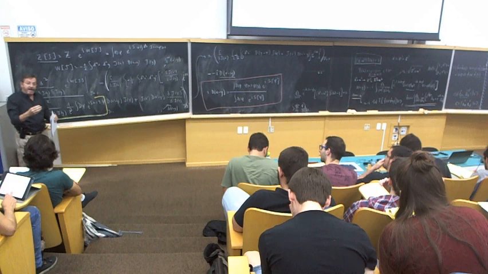Take e to the i S over h bar. What is the dimension of S? In principle, there is h bar here. The exponential of something must be dimensionless, so S is dimensionless. S has d^4x. What is the dimension of that? L to the fourth, or this is mass to the minus 4. What is the mass dimension of that? Minus 4. So this has mass dimension n equal minus 4.